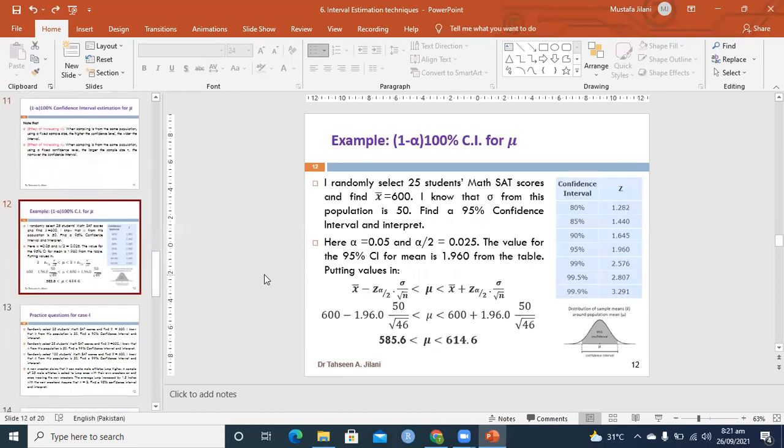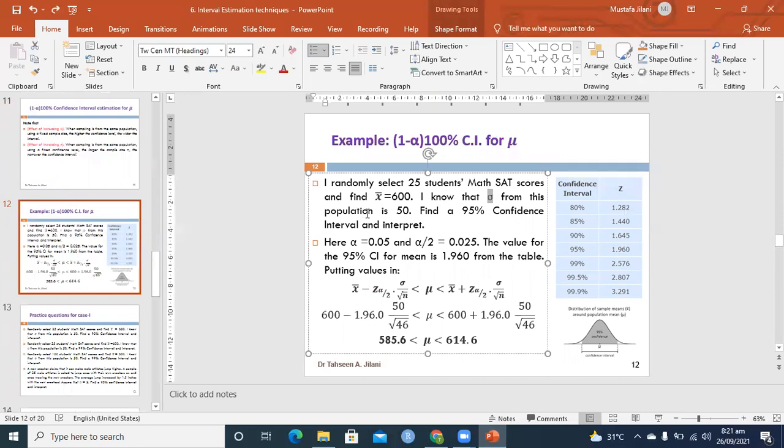So this is one example. I randomly select 25 students for the math SAT scores and find the sample mean is equal to 600. I know that the population standard deviation is 50. Population size is not given to us. See, we don't know how many students are there in the whole world or in the USA only. Find a 95% confidence interval. It is asking for 95% confidence. That means 5% is level of significance or lack of confidence. So alpha is equal to 0.05.